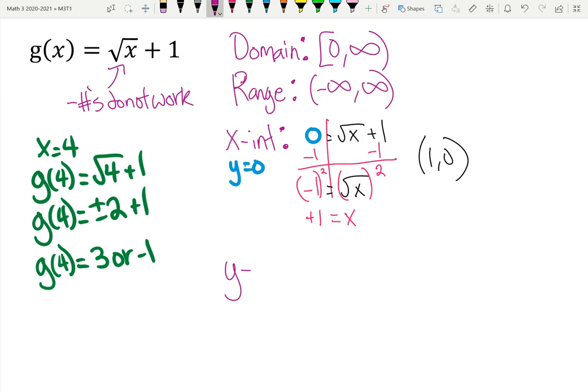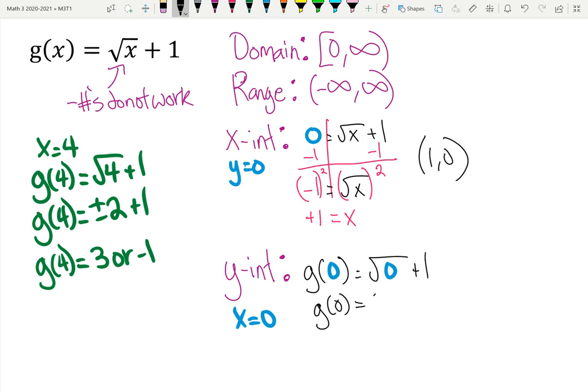Let's find our y-intercept. For the y-intercept, to find it algebraically, I let x equal 0. This is going to be a minor difference. g of 0 equals the square root of 0 plus 1, which is the square root of 1. Well, the output is 1, meaning (0, 1) is the y-intercept. So for x-intercept and y-intercept, you plug in 0 for the opposite variable and you solve.